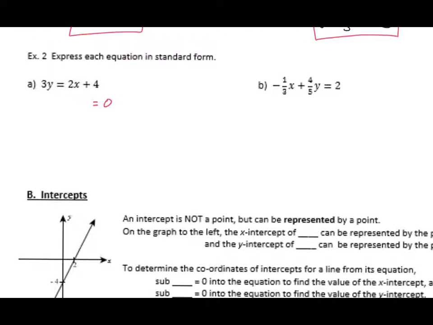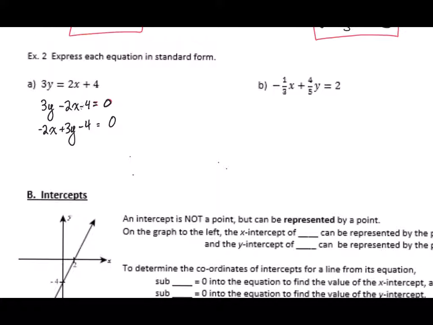What we're going to do essentially is change all the signs of everything. So now I've got 3y - 2x, and then it has to be minus 4 when we move the plus 4 to the other side. Now let's rearrange it as x, y, and then the constant, equals 0. So we have -2x + 3y, because the plus is understood to be in front of the 3y, and then -4 = 0.